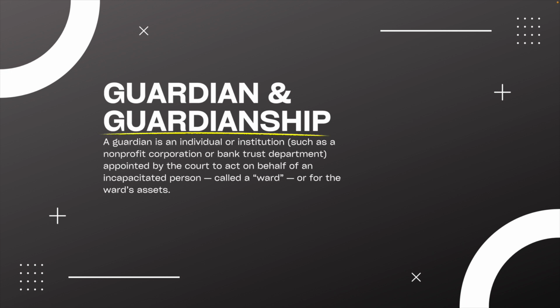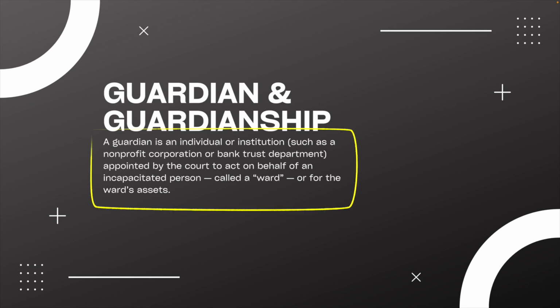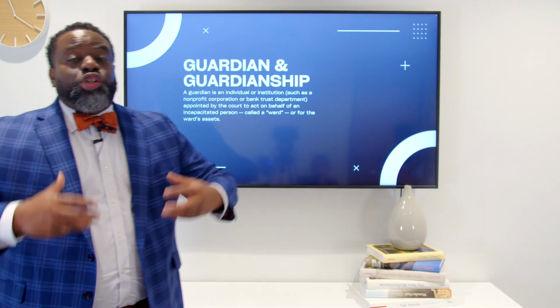Another thing that we want to talk about, if you don't have these things in place, is something called guardianship. Previously, we've talked about the durable power of attorney, and we've talked about advance care directives, of which there are two major ones, the living will and the healthcare surrogate. The other thing we want to talk about is guardianship. What is guardianship? Guardianship essentially is when you have to go to court. Why would you have to go to court through a guardianship process? A guardian is an individual or institution such as a nonprofit corporation or bank or trust department appointed by the court to act on behalf of an incapacitated person called a ward or for the ward's assets. Remember when I talked to you about the durable power of attorney?